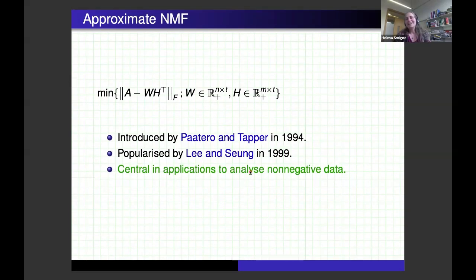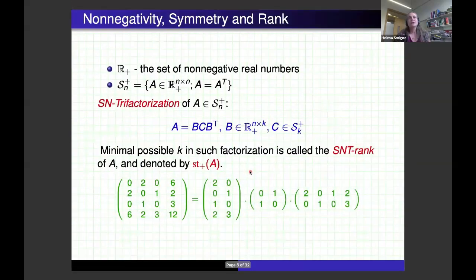All right, so this is the related factorization, but the factorization that I want to talk about is, as I mentioned before, symmetric non-negative trifactorization. And in this case, I'm starting with a symmetric non-negative matrix, and I would like to write it as BCB transpose. And I will be now talking more from the theory point of view, not so much application, so I want an exact factorization. And what I would like to do is find the minimal possible size of the matrix C in the middle, or equivalently the minimum number of columns in the matrix B.